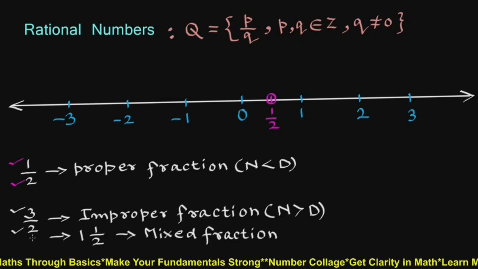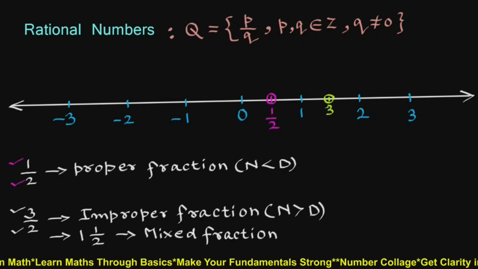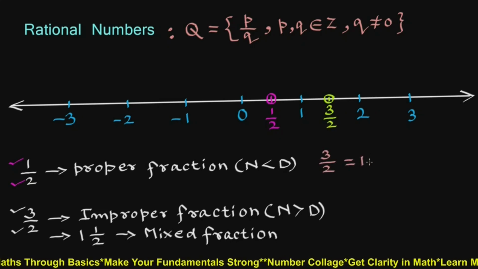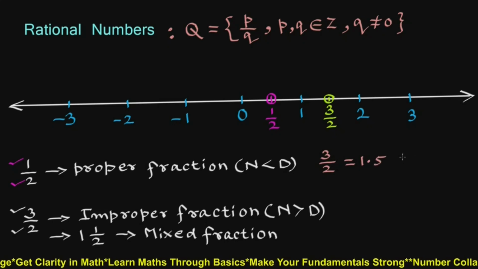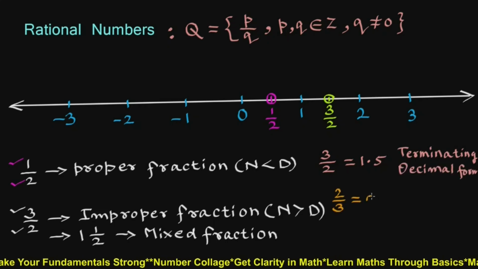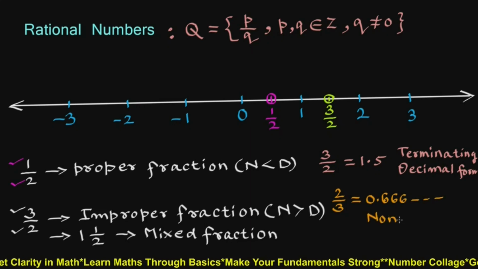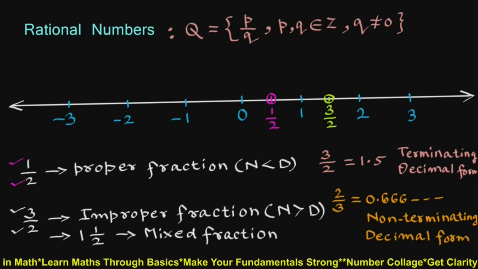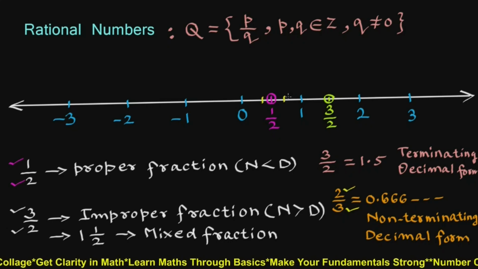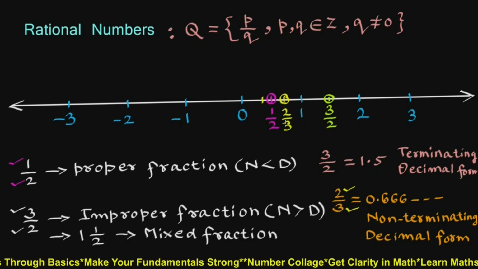3 upon 2 can be plotted by making two equal parts between 1 and 2, and this will be 3 upon 2. 3 upon 2 in the decimal form will be 1.5, known as a terminating decimal form, but 2 upon 3 will be 0.666 up to infinity, known as a non-terminating decimal form. We can plot 2 upon 3 by making three equal parts between 0 and 1 and taking two parts from them. So this is the representation of 2 upon 3.